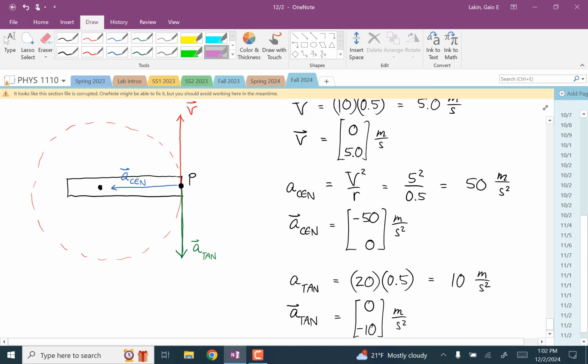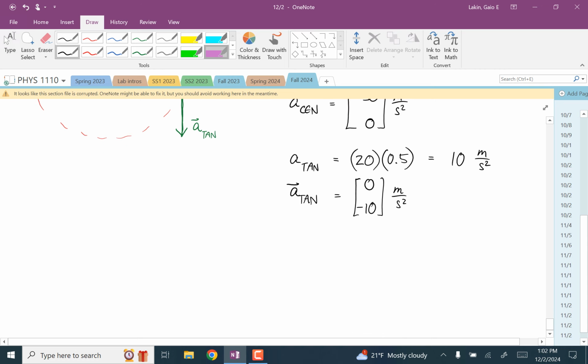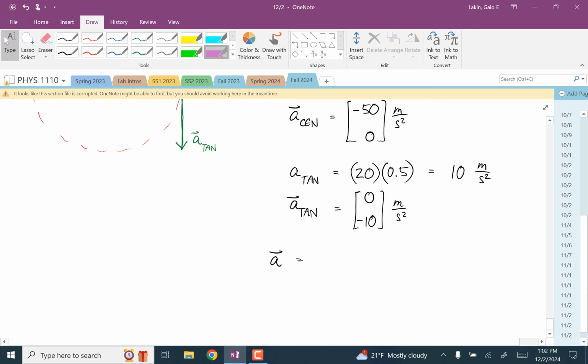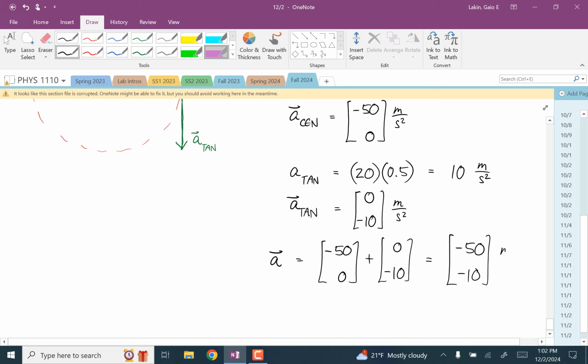Okay, we already have the velocity vector. We have the two parts of the acceleration. To get the total acceleration, we just add up the two parts of the acceleration. So that's negative 50, 0, plus 0, negative 10. And so negative 50, negative 10. Any questions about that?